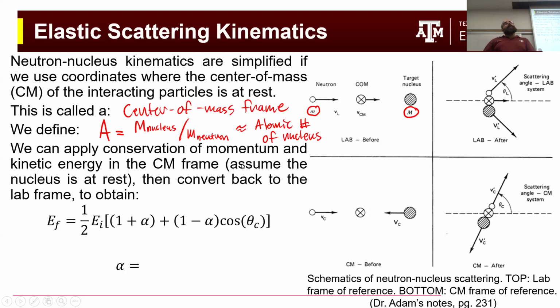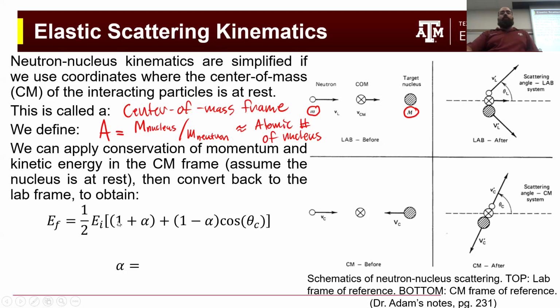If you're doing real reactor calculations, you would probably want to use the exact value of A. In this class, in back of the envelope calculations, it's totally fine to just assume that A is the atomic mass of the nucleus, which is something that you would just know: if it's hydrogen 1, then the atomic mass is 1. If it's uranium 235, then the atomic mass is 235. And we don't need to derive this equation.